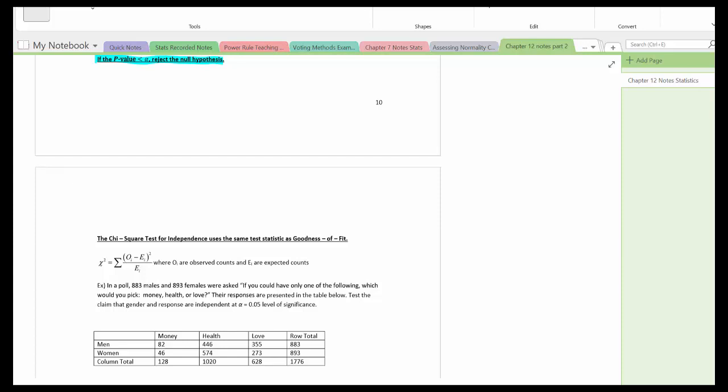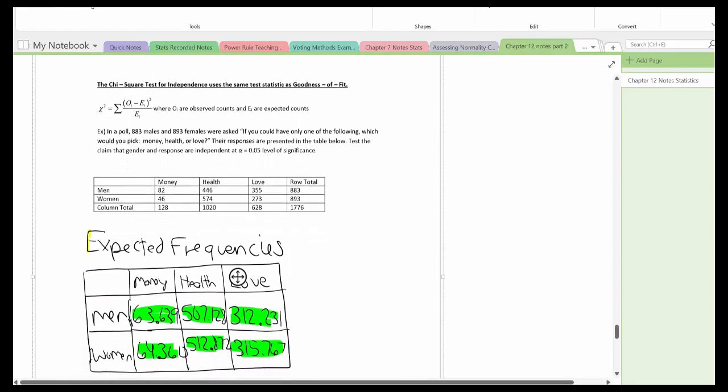We want to be able to test the claim that the gender and response are independent using alpha equal to 0.05 level of significance. Well, the first thing we need to do is to identify what the expected frequencies are going to be. Well, we did that on the previous page, so I have that listed below.